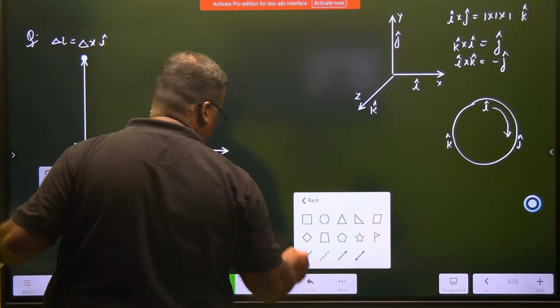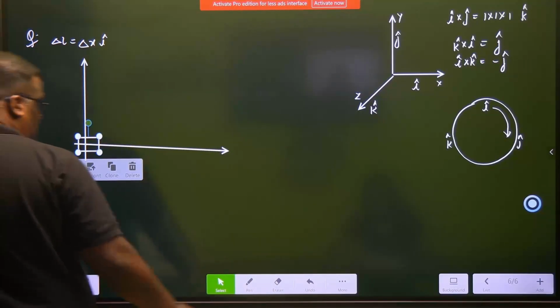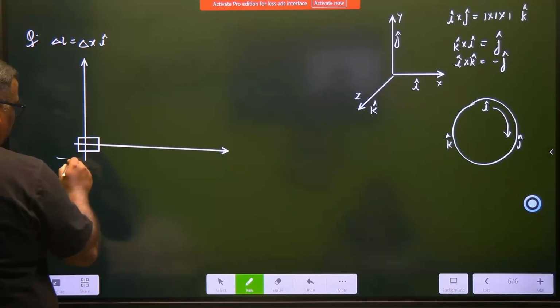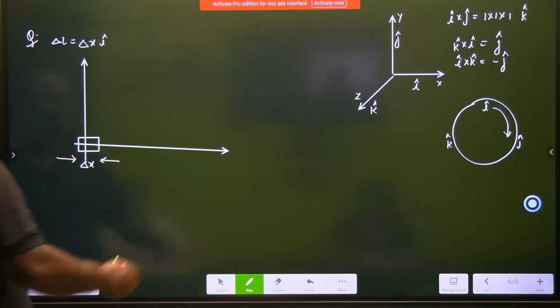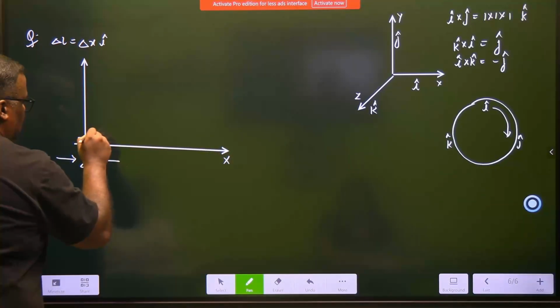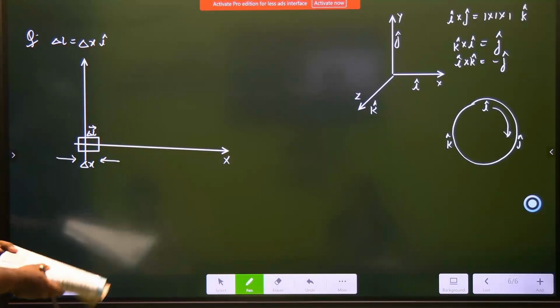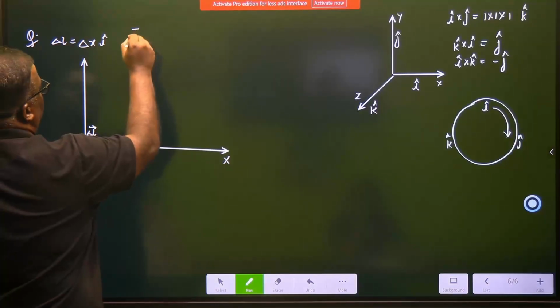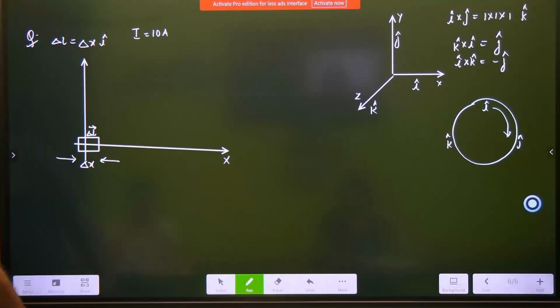So we have a current element, and the current element is here. This is your current element, and the length of this current element is delta x. But since this is a vector, delta x i cap means current is going in which direction, children? Current is going along the x-axis in this direction. This is my delta L. It's a vector, placed at the origin and carries a large current, the value of the current is 10 amperes, huge current.